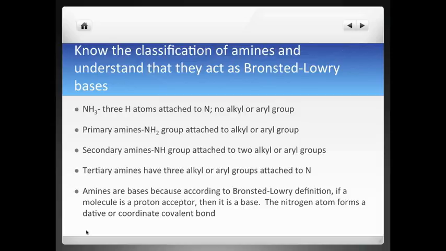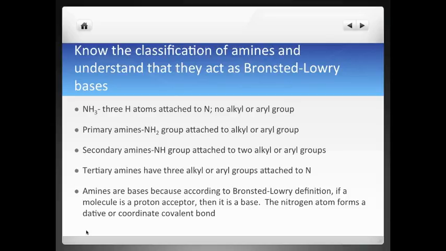Perhaps the best way to look at amines is to look at the ammonia molecule. An ammonia molecule is 3 hydrogen atoms attached to a nitrogen. There are no alkyl or aryl groups attached. Primary amines are an NH2 group attached to an alkyl or an aryl group. Secondary amines are an NH group attached to 2 alkyl or aryl groups. And tertiary amines, you can see where this is going, 3 alkyl or aryl groups.